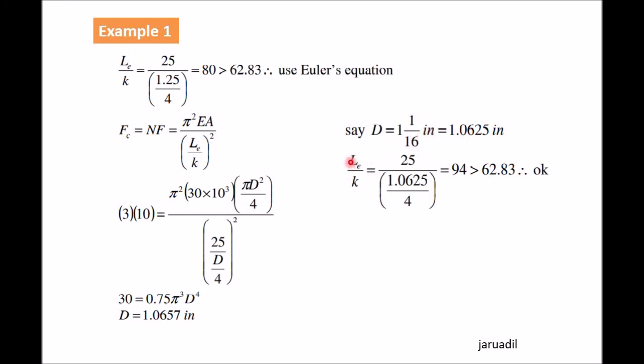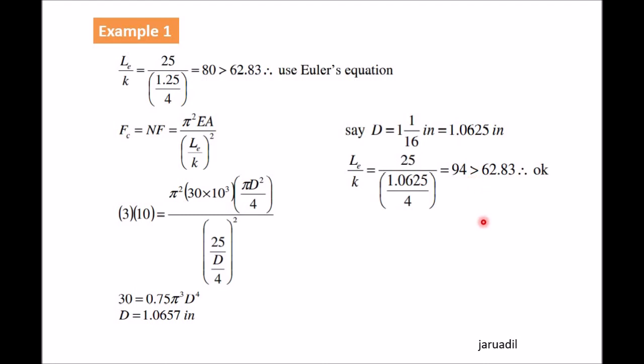So, we have here LE over K, to check the slenderness ratio. LE over K is equal to 25 divided by 1.0625, the diameter, over 4. This is your radius of gyration. So, we arrive at 94, which is greater than 62.83. So, this is okay kasi ang Euler's equation dapat greater than the transition point na 62.83.